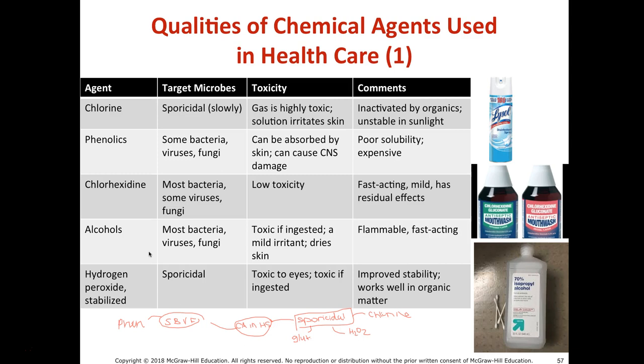Comments here would be that it is also flammable and fast-acting. Hydrogen peroxide, we want to talk about it in its stabilized form. It is sporicidal, so it kills off the most resistant type of bacteria. It can be toxic to the eyes or if it is ingested. It does have good stability. As we said, we're discussing the stabilized version here, and it works well in organic matter.